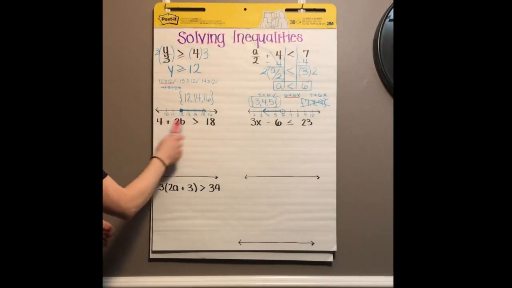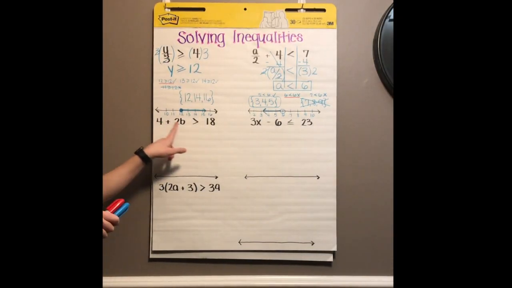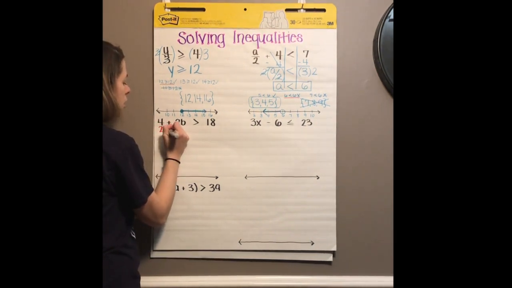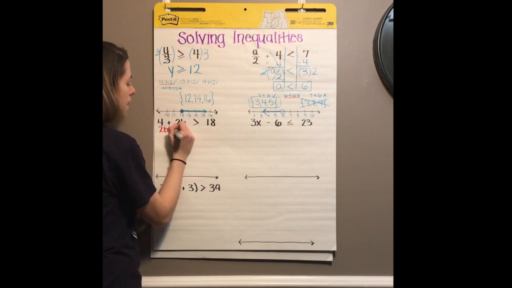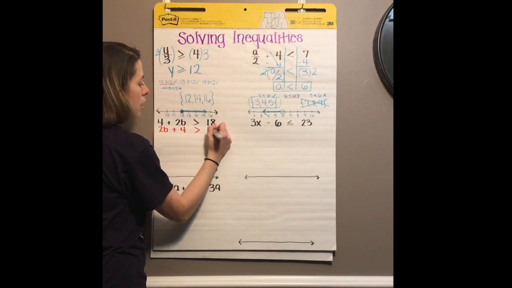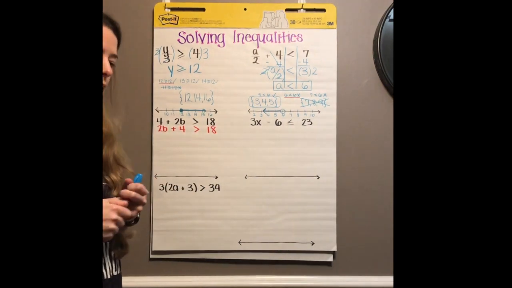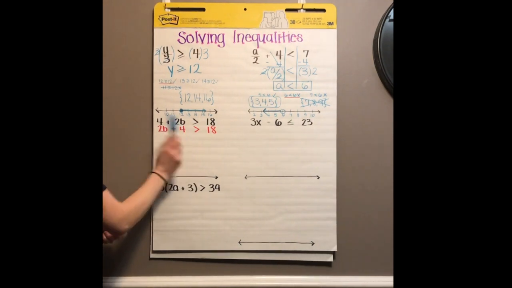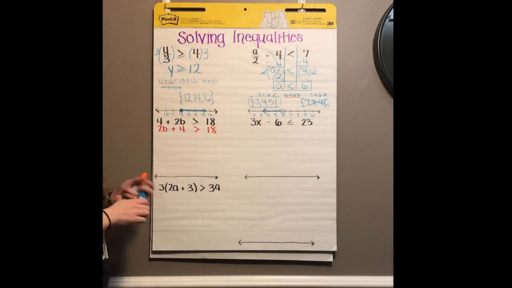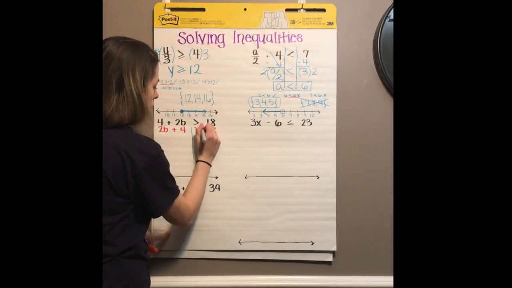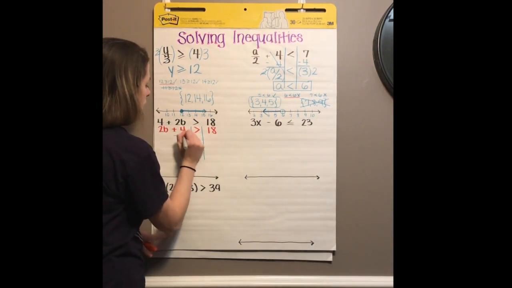Equations. This one is one of those situations where I might want to use the commutative property to rewrite it. So I can rewrite it as 2b plus 4 is greater than 18. And now I want to eliminate what's happening to b. So first I'm going to eliminate the plus 4. And I'm going to eliminate that by subtracting 4.